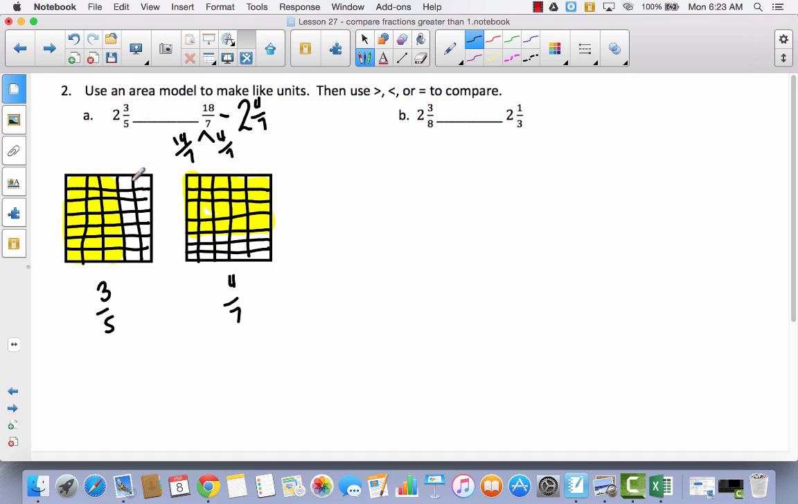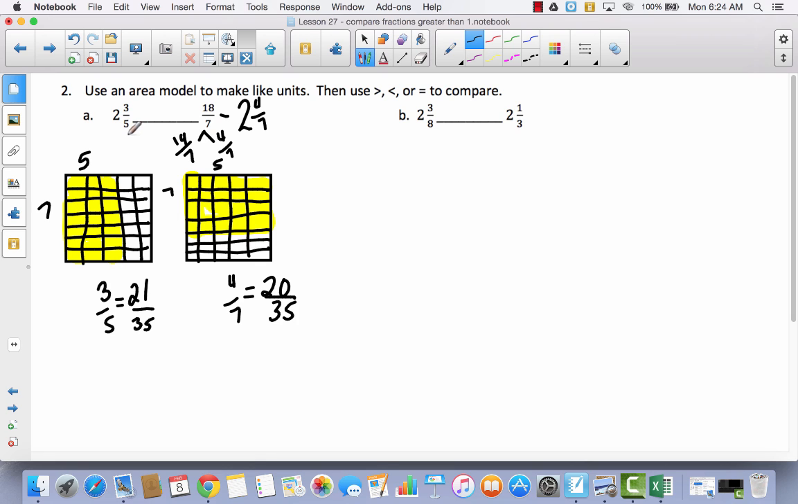So now I have 7 by 5. So this is now 35ths. I've got 7, 7, and 7, which is 21 35ths. And now I've got 5 by 7 over here. So this is also 35ths. So I've got 5, 5, 5, 5, which is 20 35ths. So I've got 21 35ths and 20 35ths.